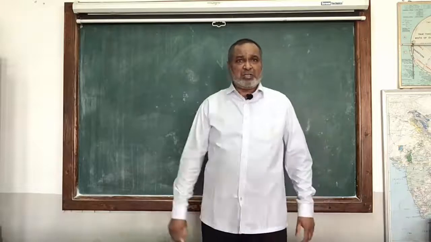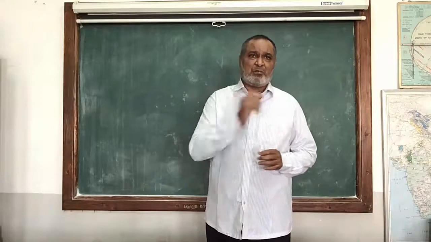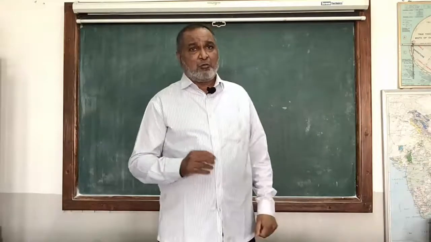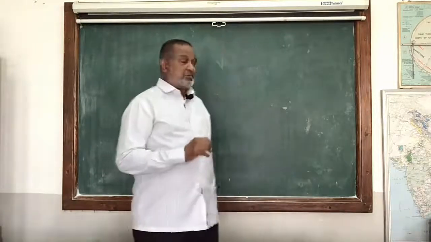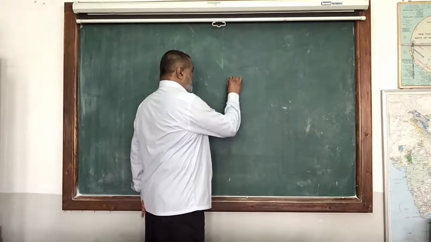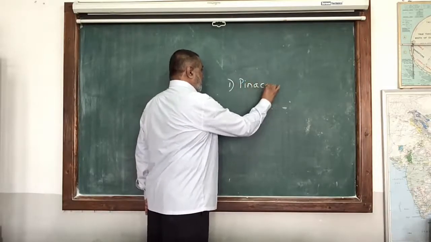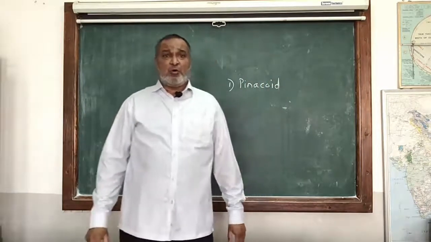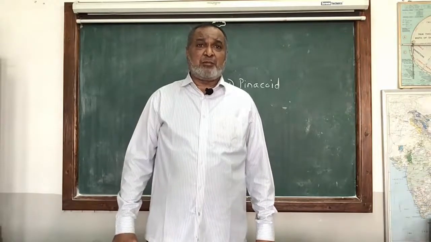Before going to these forms and indices, I am going to discuss the common forms. What are the common forms which are available, what are the indices, and what will be the definition of these particular forms. The first basic one is called a pinacoid. What is a pinacoid? A pinacoid consists of two similar faces.